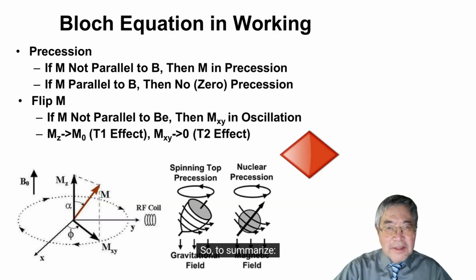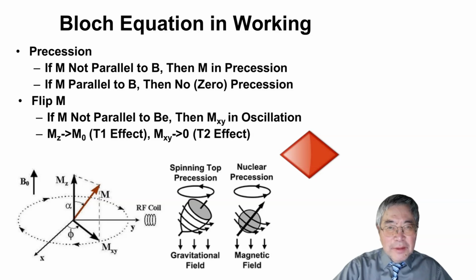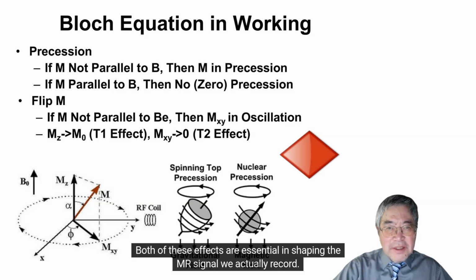So to summarize, T1 describes how the longitudinal magnetization Mz returns to equilibrium. T2 describes how the transverse magnetization Mxy decays to 0. Both of these effects are essential in shaping the MR signal we actually record.